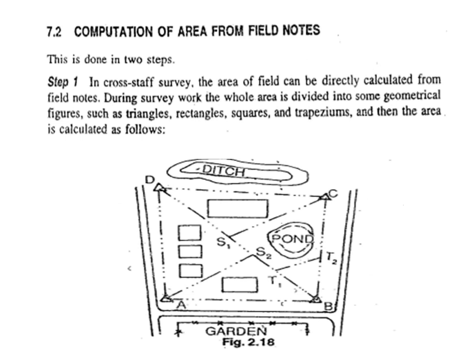Then the computation of area from field notes is done in two ways. In step 1, in the cross-staff survey, the area of field can be directly calculated from field notes. During survey work, the whole area is divided into some geometrical figures such as triangles, rectangles, squares and trapeziums, and then the area is calculated by adding all the areas.